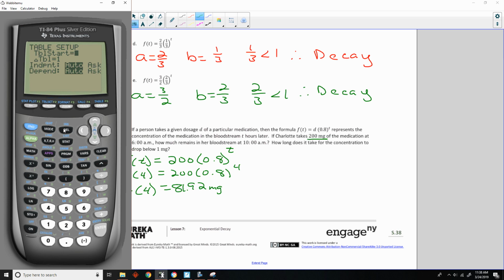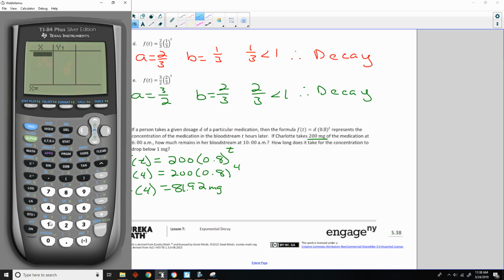I hit second window for table set. I want my independent variable x to be ask. So I'm going to come down here and hit enter. So change your table setup to ask, and then you hit second graph, and you plug in x values and it will tell you the y value.